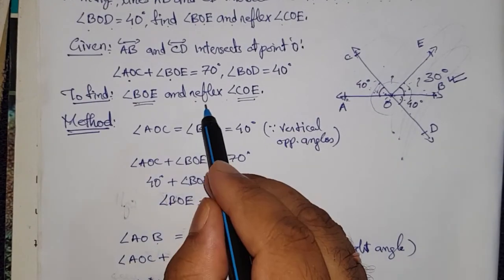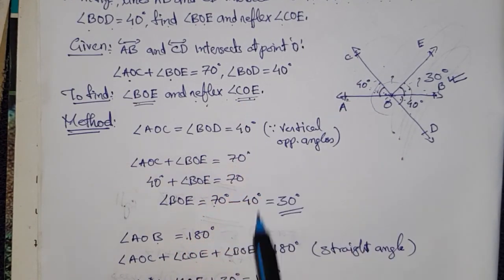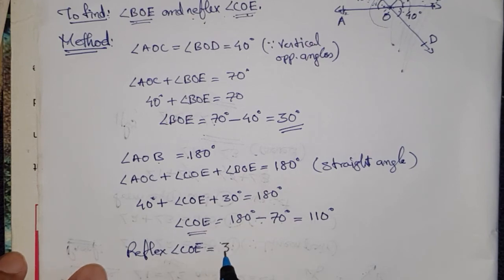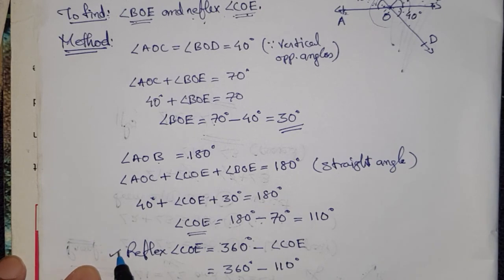But they are asking reflex COE. So let's see how to find reflex angle COE. That will be equal to, a whole angle is how much? 360 degree. So with 360 you subtract angle COE and solve. You'll get the answer. So 360 minus value of COE, 110 degree. So you subtract: 0 you'll get, 6 minus 1 that is 5, 3 minus 1 that is 2. So therefore reflex COE is how much? 250 degree. Okay student.